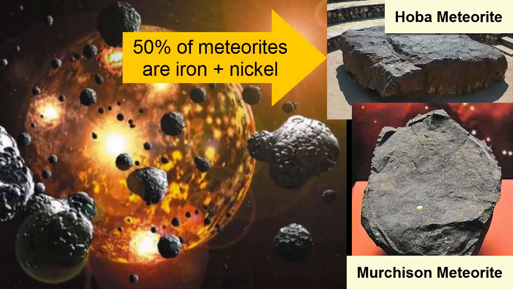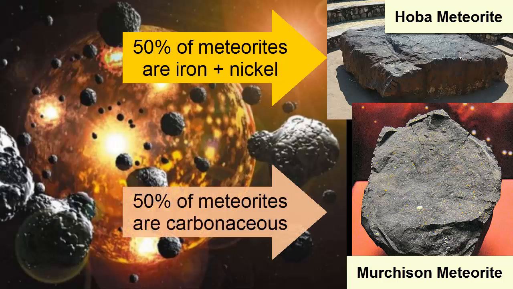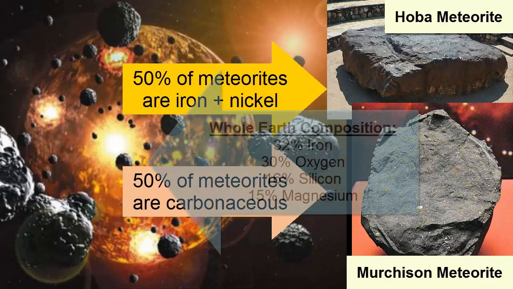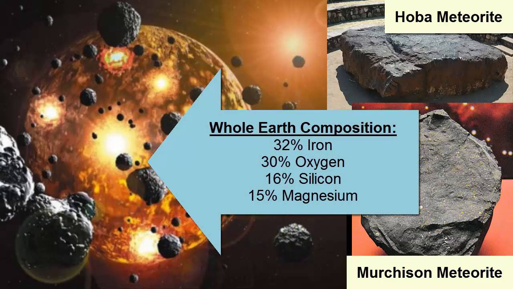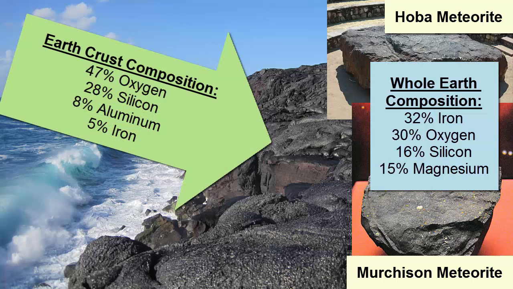About one half of the meteorites in our solar system are dense, stony iron and nickel. The other half are made of less dense carbonaceous materials. Combined together, they represent the total composition of Earth's rocks, estimated at mass percentages of roughly 32% iron, 30% oxygen, 16% silicon, 15% magnesium. But that composition is very different from what we see on Earth's surface, which is 47% oxygen, 28% silicon, 8% aluminum, and only 5% iron.